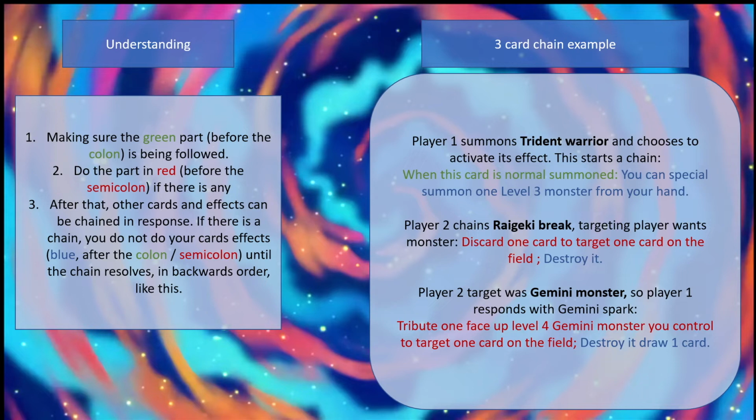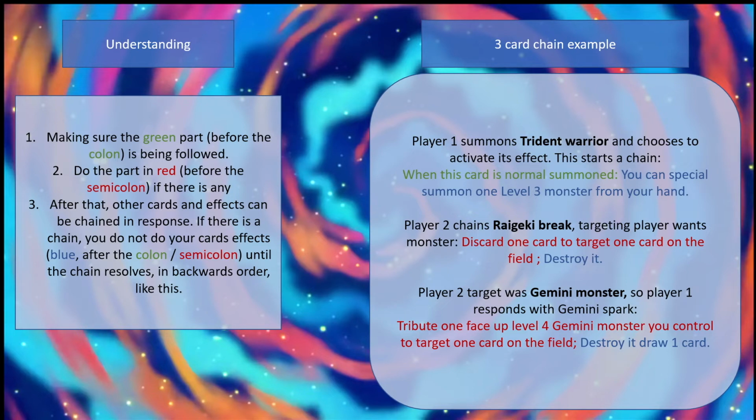Player 1 responds then with Gemini Spark. And this is basically how this goes back and forth. If my opponent were to chain with a card that did not have a colon or a semicolon, I couldn't even react to it because that's when the chain actually ends. There's no opening, so I can't even chain onto it. So if we take this example, we'll see how this actually plays out.